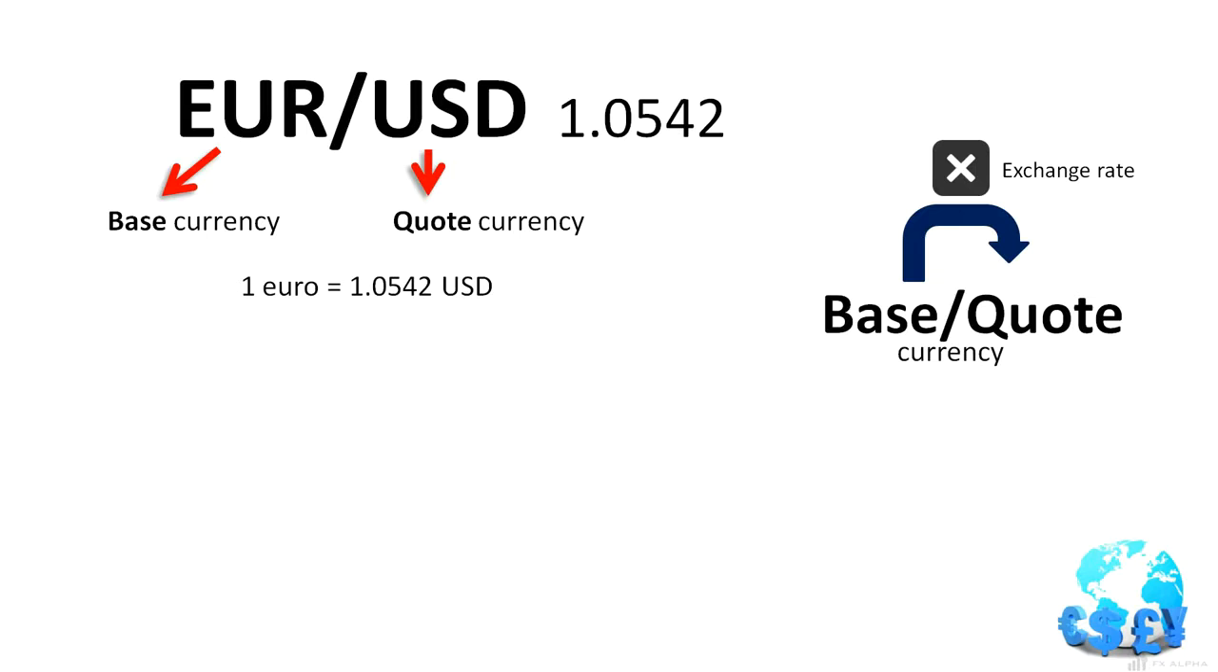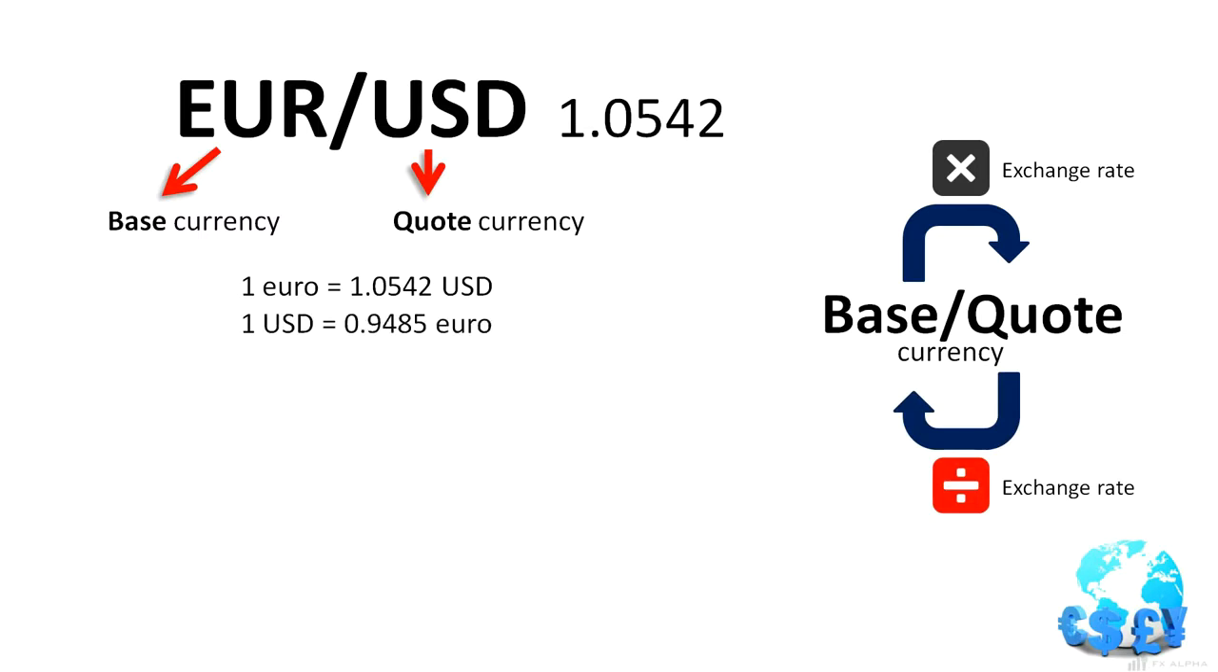On the other hand, if we want to convert the quote currency to base currency, we divide it by the exchange rate. So, 1 US dollar is equal to 0.9485 euro. Another thing we have to realize is that a PIP value depends on the size of the trade, because as previously said, a PIP is just a unit for measuring currency movement. It's meaningless without knowing how much we are trading.